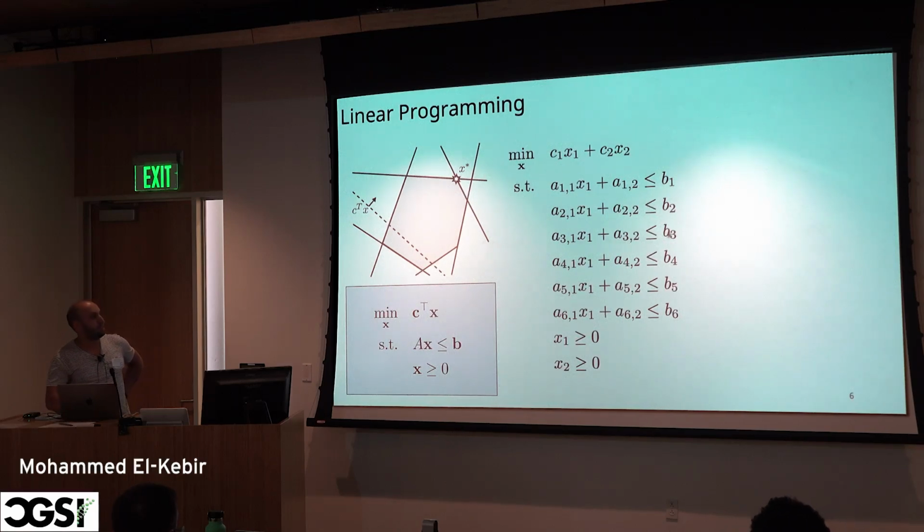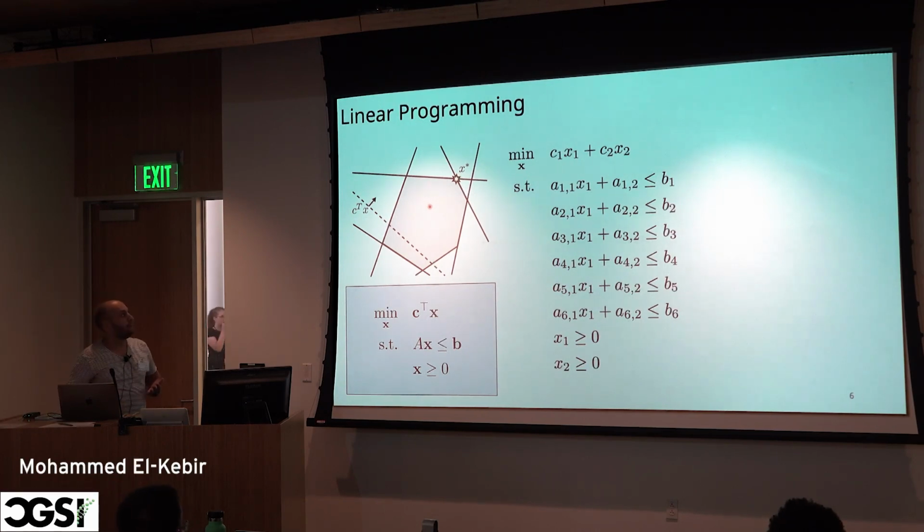This is the exact same thing that I did over here in matrix form. And in the case of two variables, you can just plot the two variables on the plane, x1 and x2, and you can think about constraints as half planes, so they give you a feasible region.